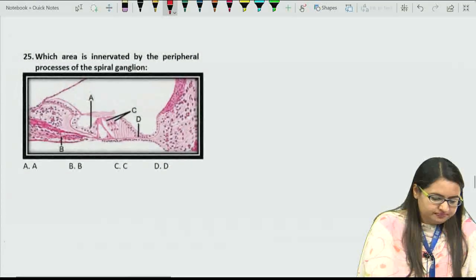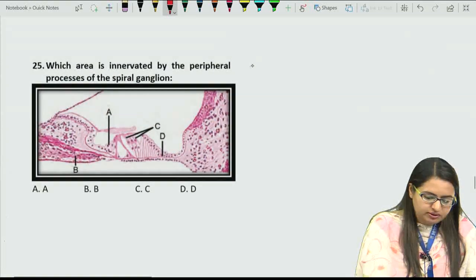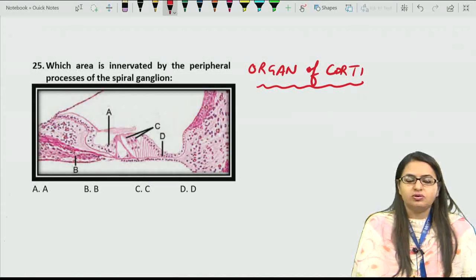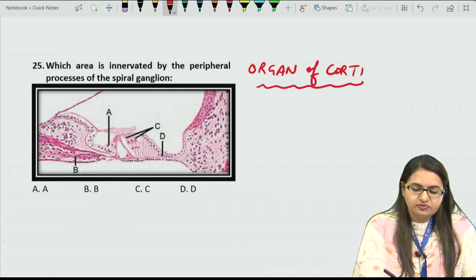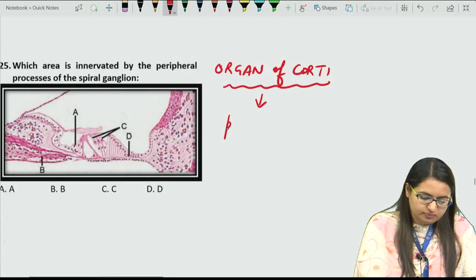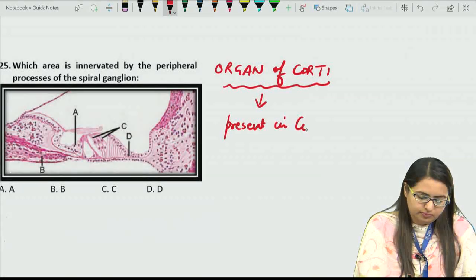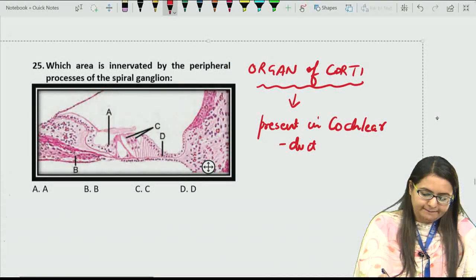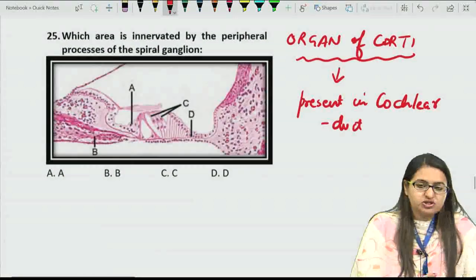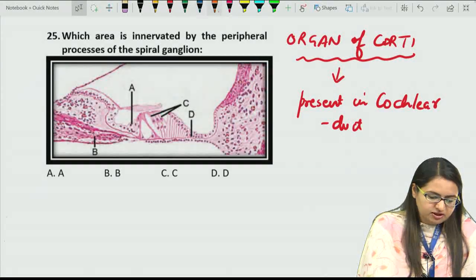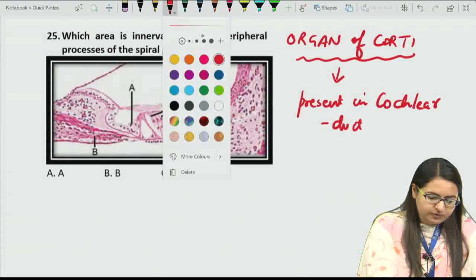Question number 25. This picture is showing the organ of Corti. The organ of Corti is the receptor for hearing, and it is present within the cochlear duct. This picture emphasizes the various portions of the organ of Corti which are shown over here.